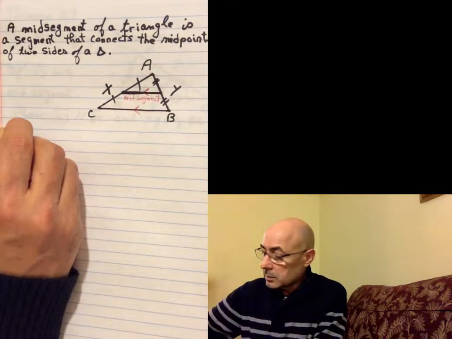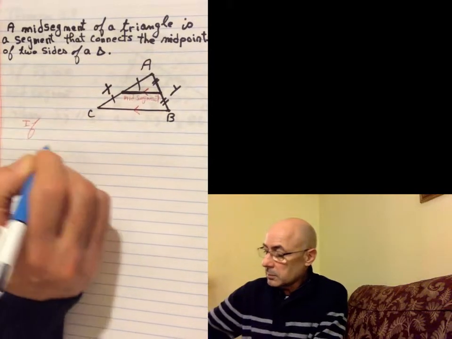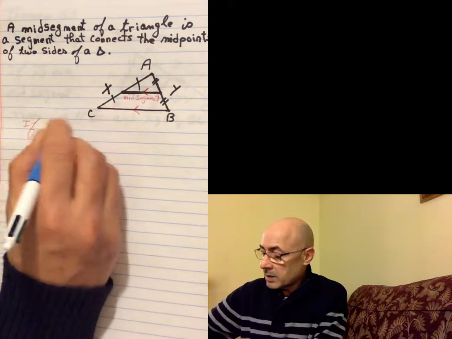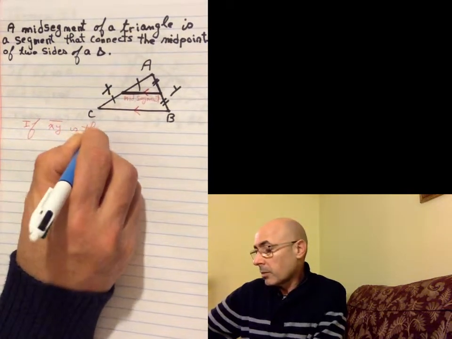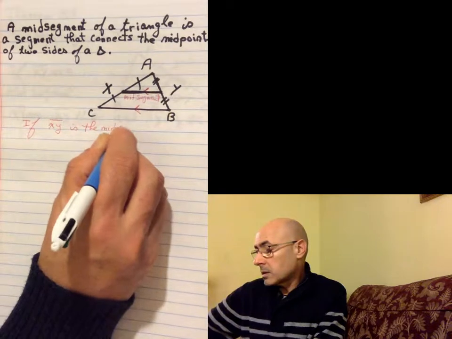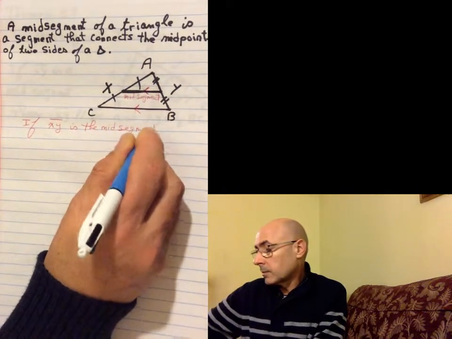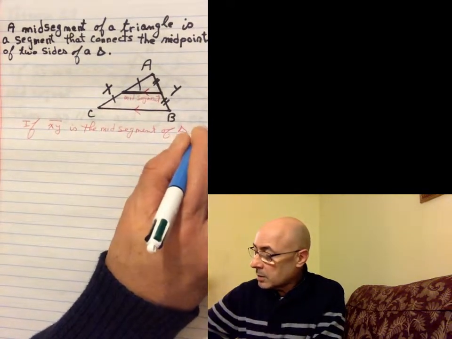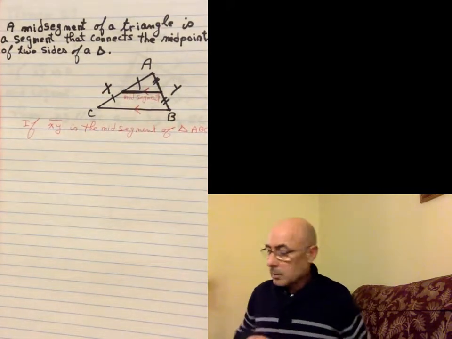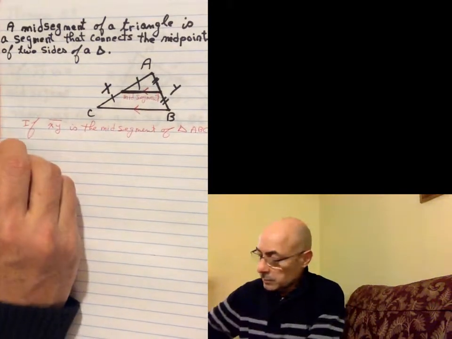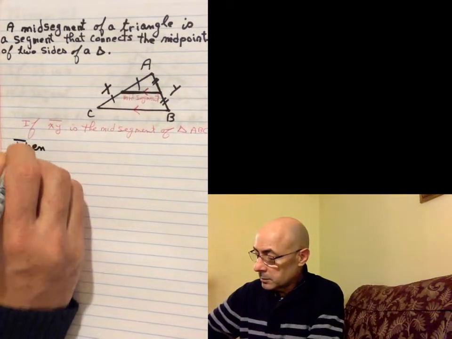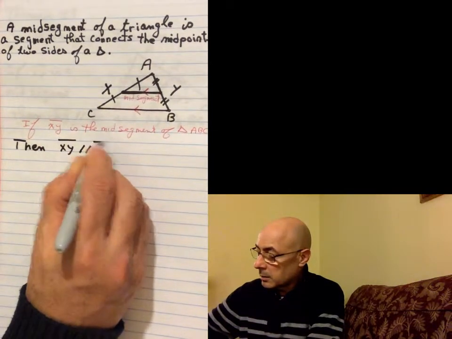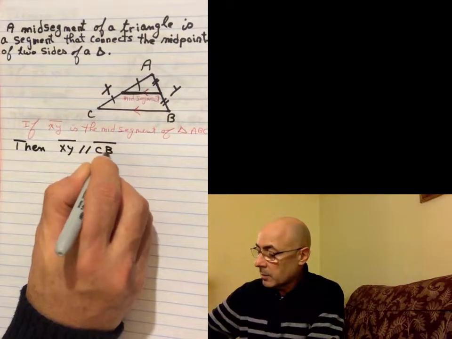So, if segment XY is the midsegment of triangle ABC, then segment XY is parallel to segment CB.